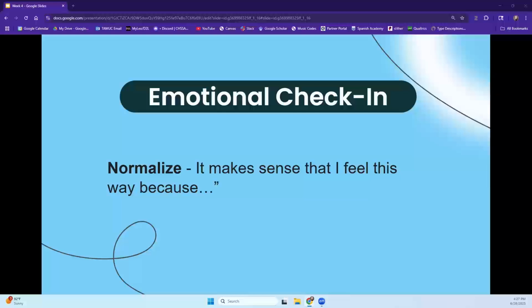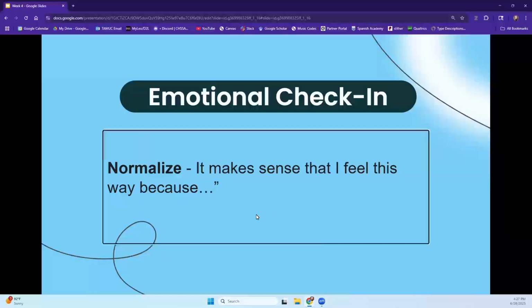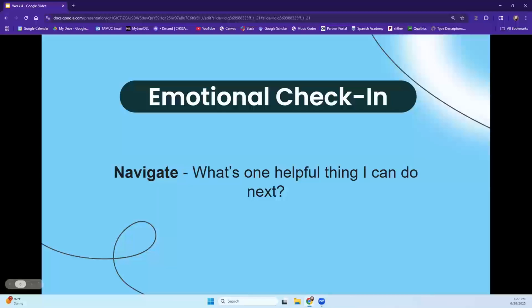feel this way. Now, this step in itself reinforces that emotional validation and self-compassion, which were foundational components of self-management that we covered last week. Finally, I want you to think about a self-management strategy that aligns with that emotional state.